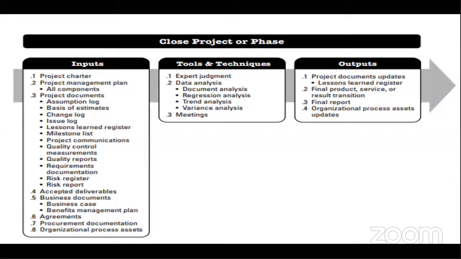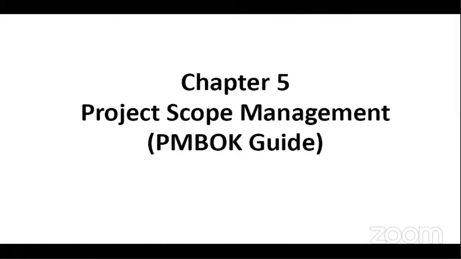service or result transition. Now, if you remember, when we did direct and manage project execution, we had an output that we call deliverable. It didn't say that the deliverable was final, but in the close project or phase, instead of saying deliverable, it now says final product, final service, or final result transition. And we have the final report. Then we have organizational process assets update. Okay, and that's where we are going to be drawing the curtain.